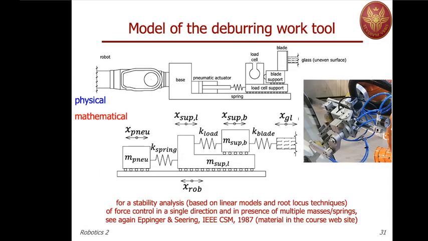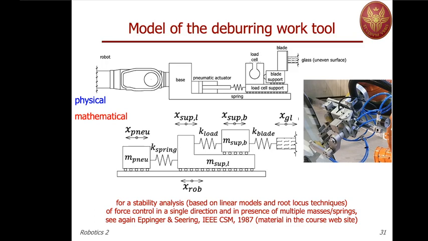So, for this situation here, you can see a bit more detail. There was a thesis on that work. On top you see the physical system, so the robot carrying the base. On the base there are the pneumatic actuators, there's some passive spring connected to the support where the load cell is mounted and measures forces. And then there's a blade support.